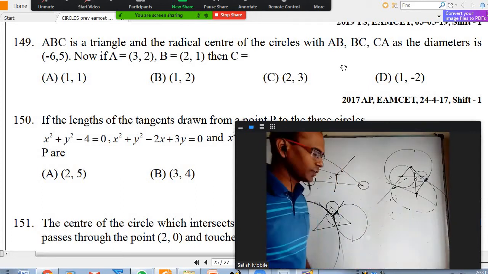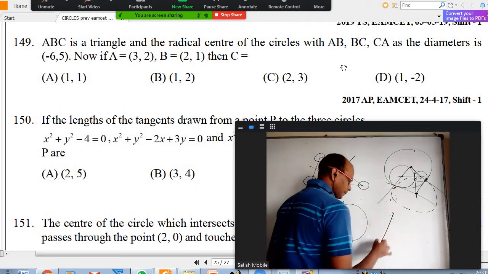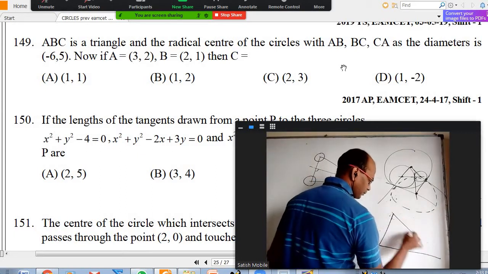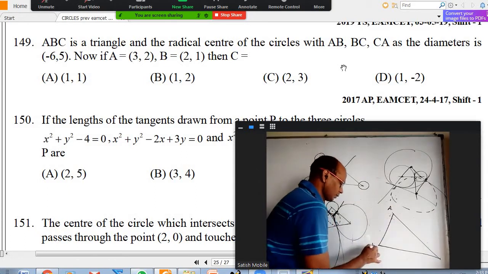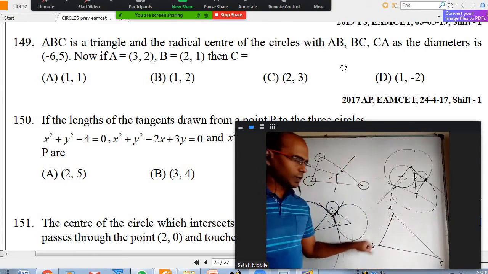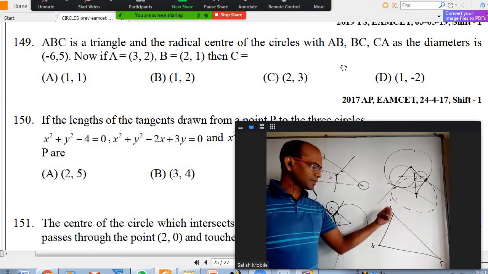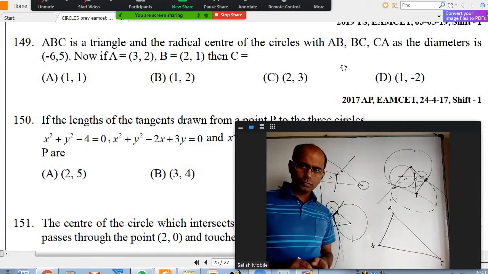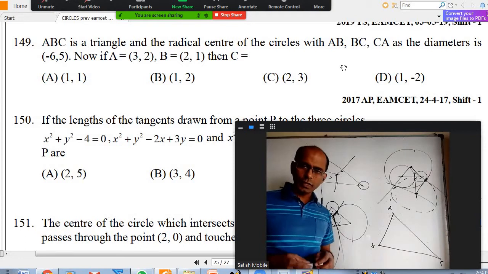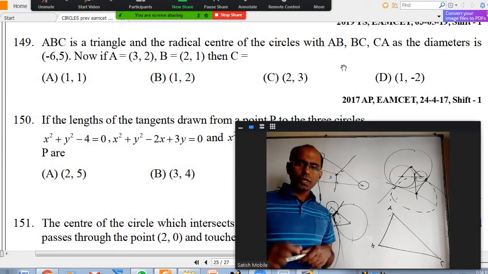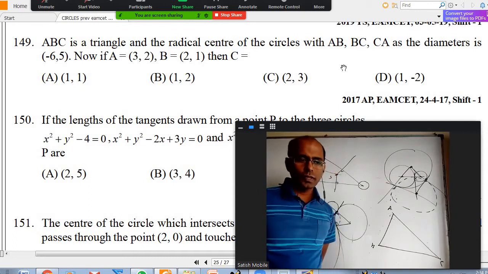You might have drawn a rough figure, but a few points you have to take. What is that? You have drawn with these two as ends of diameter and these two as ends of diameter. Are the two circles intersecting at A or not? Yes, they are intersecting at one more point. Where is that for you?